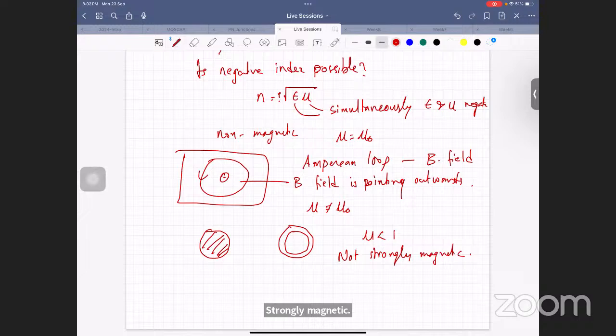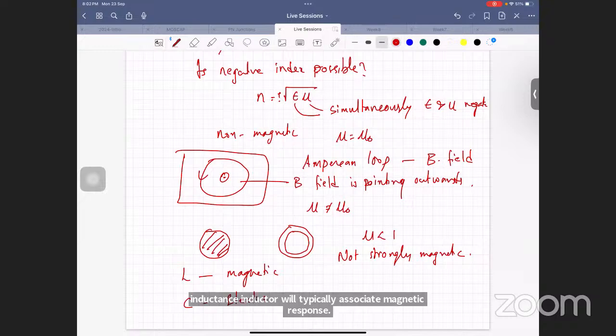Here I am actually making a leap, which you probably will not know. There is nothing you can do about it. Okay, so if you look at L, the inductor, we typically associate it with magnetic response, and capacitance with the electric response.